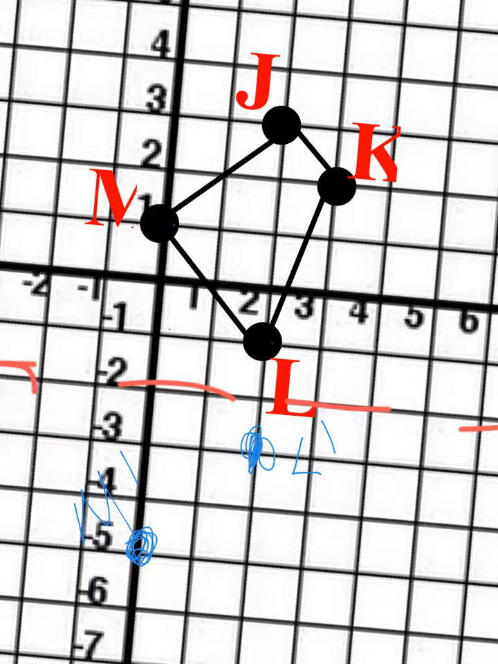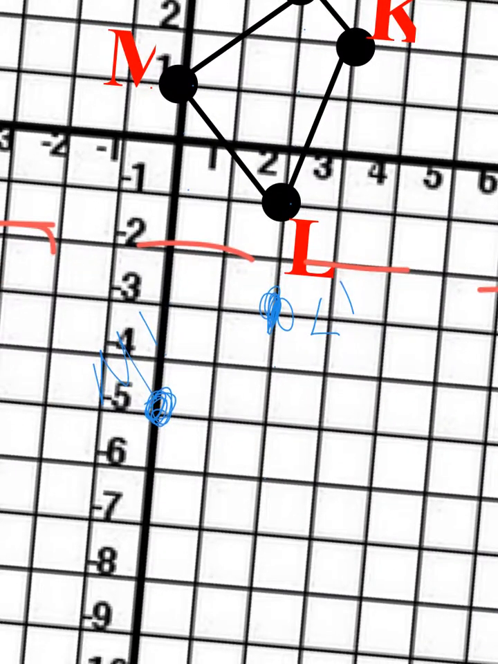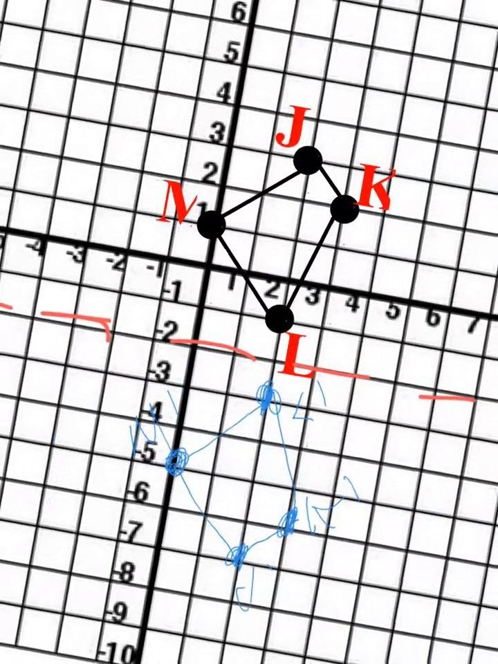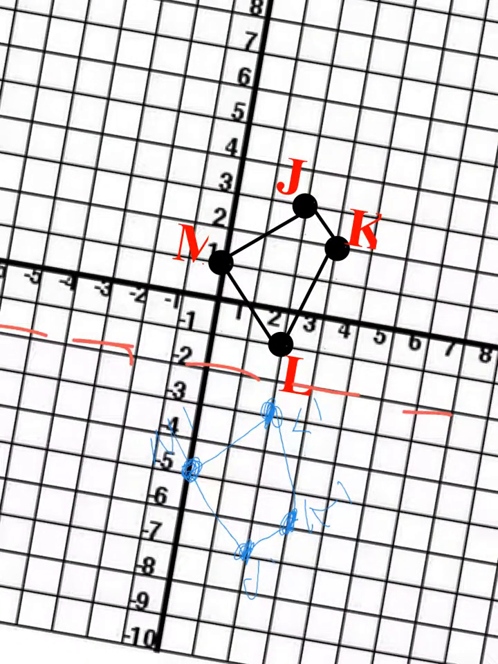J is 1, 2, 3, 4, 5 above, so 1, 2, 3, 4, 5 below is J prime. And then K is 1, 2, 3, 4 above, so 1, 2, 3, 4 going in the same direction gets me K prime. So here I have it, and it should look like it folded over. You see J was at the top, now J prime's at the very bottom. Yeah, makes sense.